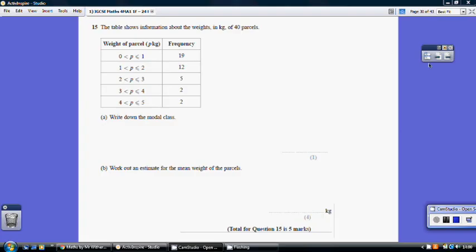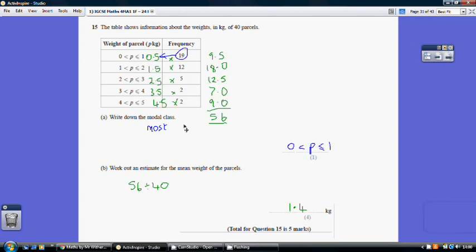Question 15. So part A, we've got to write down the modal class. Well, modal means most. So which parcel cropped up most frequently? Which is the biggest number of parcels? Well, we can see we've got 19 parcels here. That's the biggest number of parcels. So which was the modal class? We'll look across to the left and just copy this out exactly. P is greater than 0, less than or equal to 1.